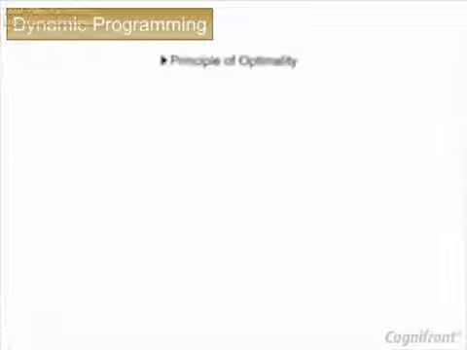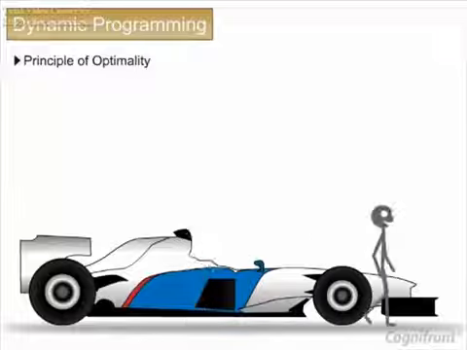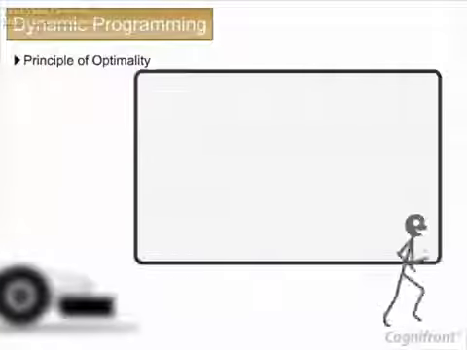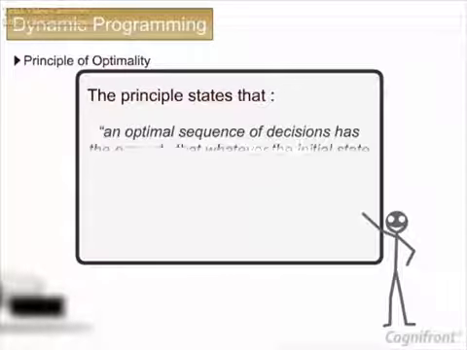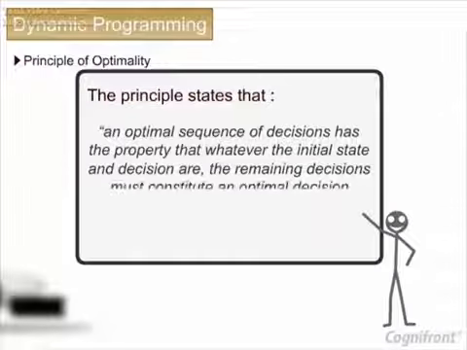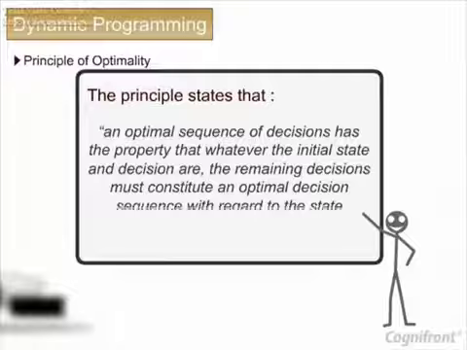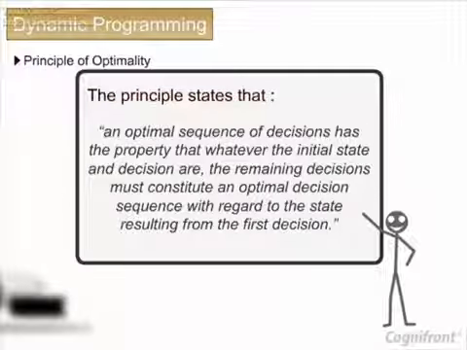The optimal sequence in dynamic programming can be obtained by using the principle of optimality. The principle states that an optimal sequence of decisions has the property that whatever the initial stage and decision are, the remaining decisions must constitute an optimal decision sequence with regard to the state resulting from the first decision.